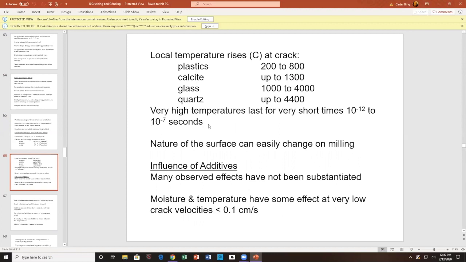They only occur briefly. But what happens is there's such high temperatures that ignition points are not uncommon. It also indicates the nature of the surface can easily change on milling. Quartz in particular could change its lattice structure in a ball mill. So what you're actually changing is the chemistry of it. So you should recognize that.